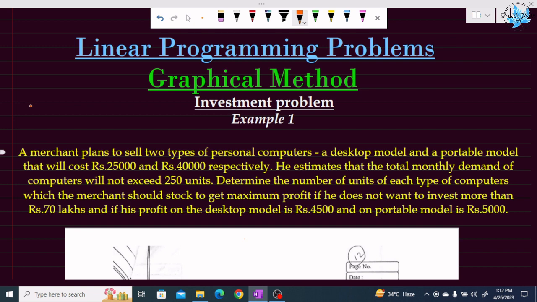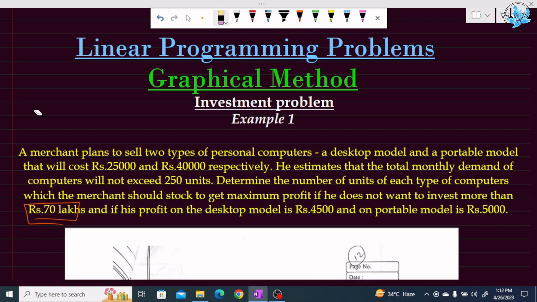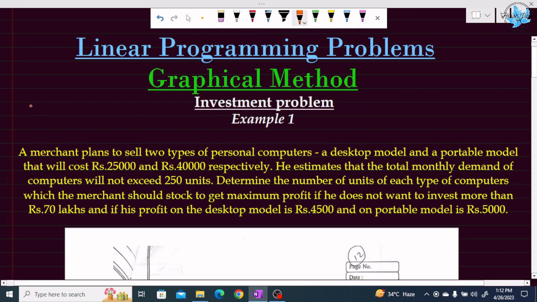But the question is asking that we have to determine the number of units of each type of computer which the merchant should stock to get maximum profit. So we have to determine our maximum profit, if he does not want to invest more than 70 lakh, and his profit on the desktop model is 4500, and on the portable model he gets a profit of 5000. So that's all about the question.